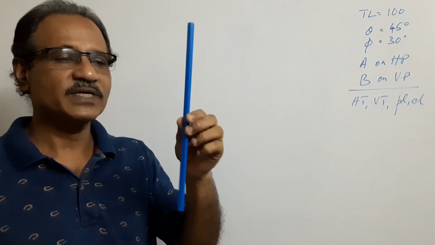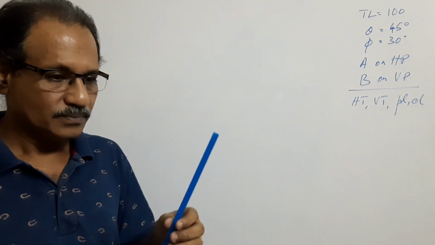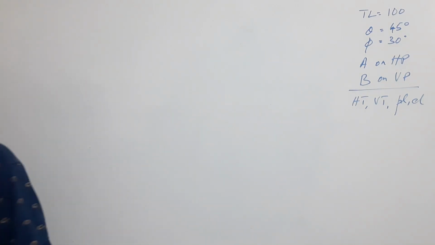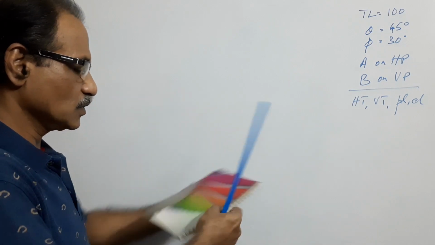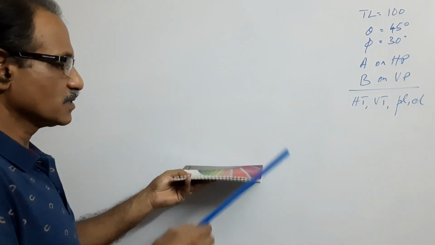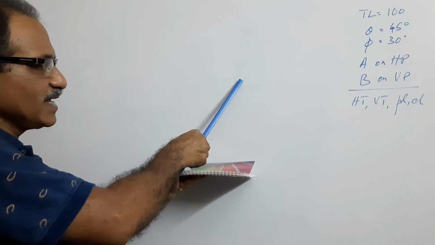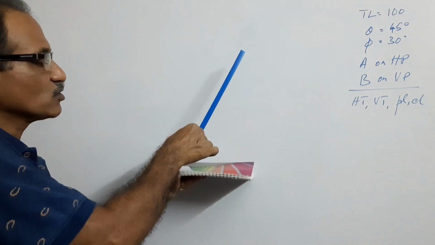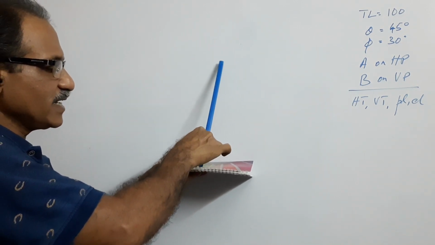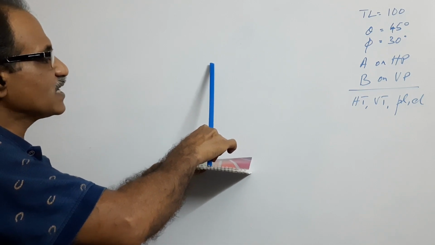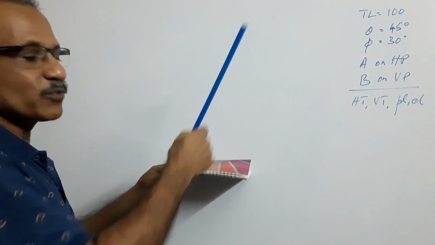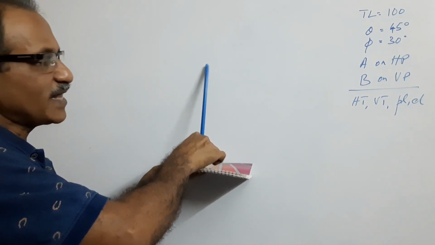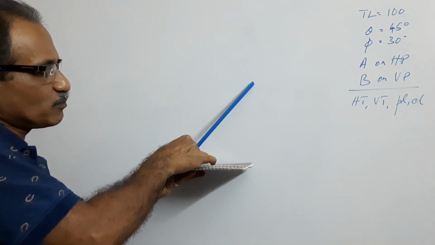Now, let this be the line. You assume HP here and VP here. The line is leaning onto VP like this. End A is on HP, end B is on VP. If it is leaning like this, theta plus phi would have been 90 degrees and the line would have been in the profile plane. So check for theta plus phi first of all. Theta plus phi is not 90. That means it is leaning like this in an inclined position.